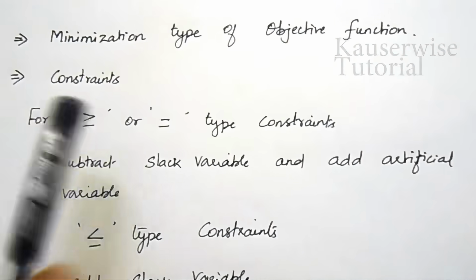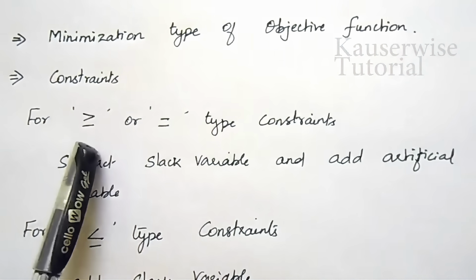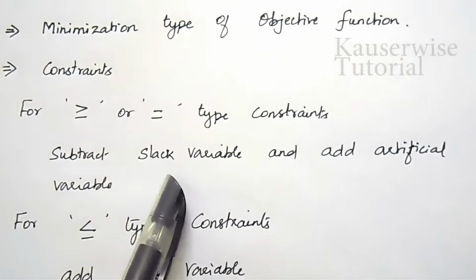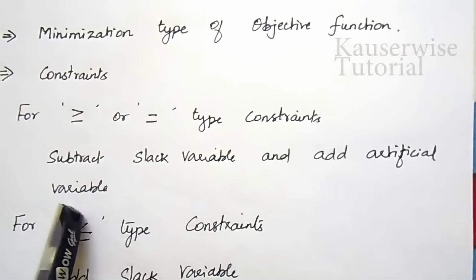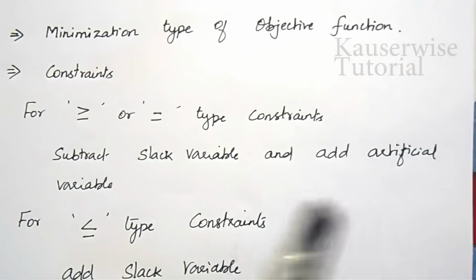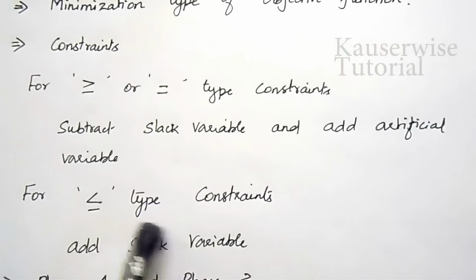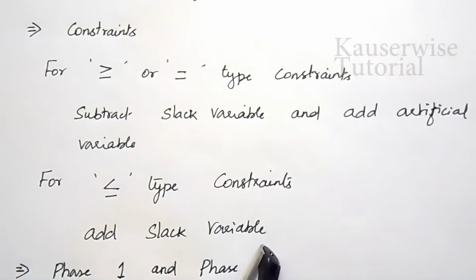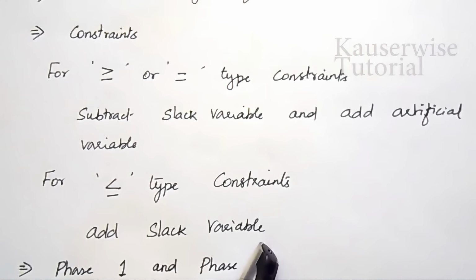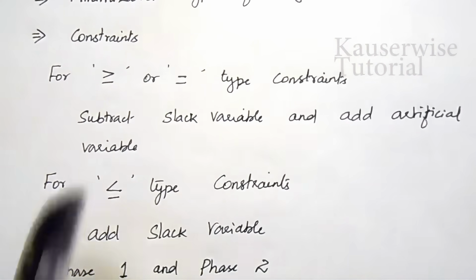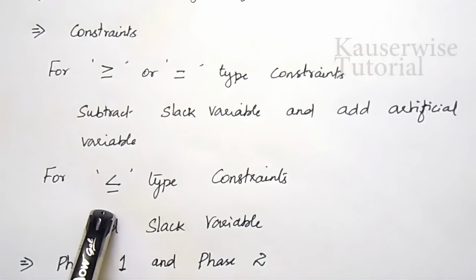Look at the second point, constraints. For greater than or equal to or equal type constraints, just subtract a slack variable and add an artificial variable, that is minus S1 plus A1. For lesser than or equal to type constraints, just add a slack variable only. Here we need not introduce any artificial variable. So this is the procedure regarding constraints which involve greater than or equal to and lesser than or equal to.